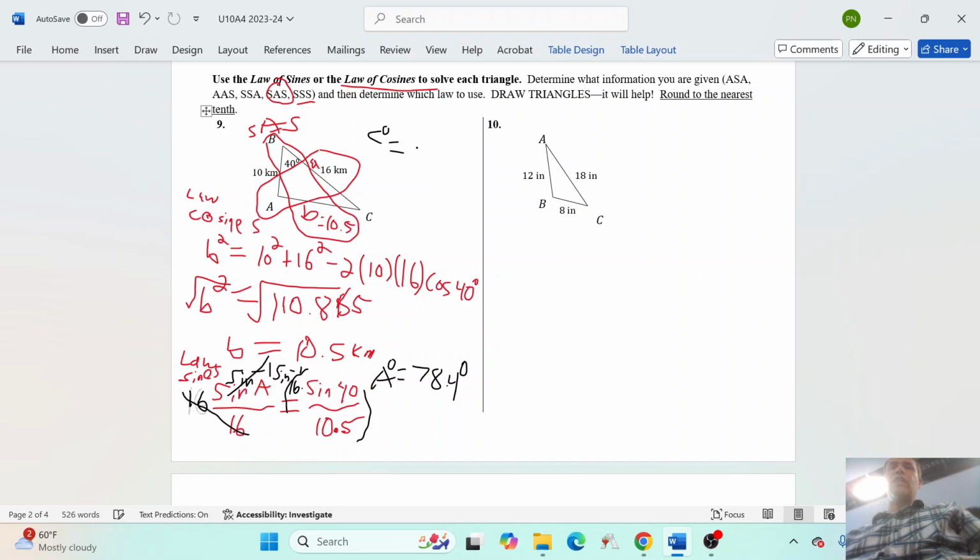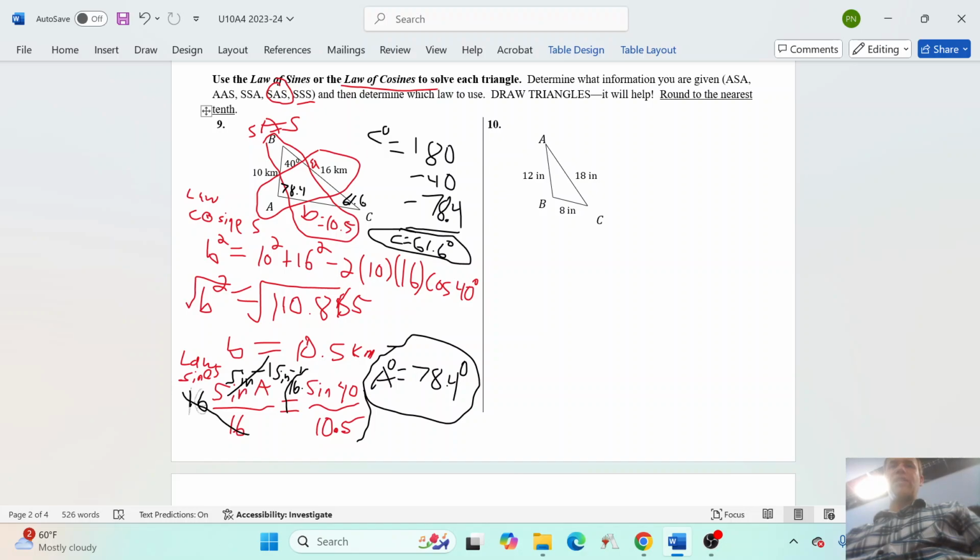So now we have angle C is equal to 180 degrees minus angle B, which is minus 40, as well as minus 78.4 degrees. And that'll give us angle C. And so when you plug those in your calculator, you get 61.6 degrees. And that's what angle C is. And now we found both angles, as well as little b. So we got all the angles, 78.4 and 61.6.